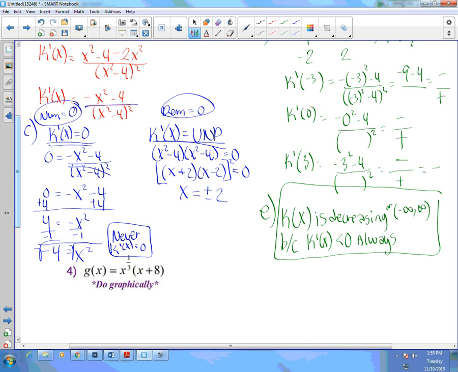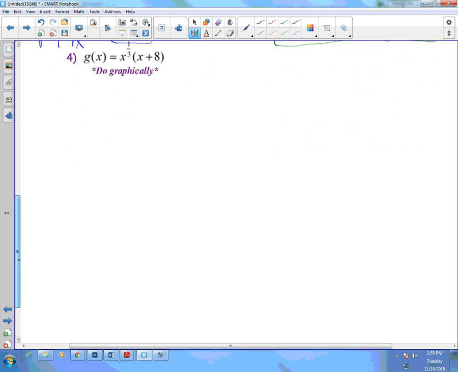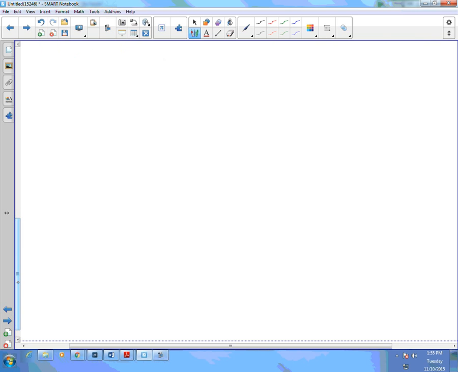Let's do a trig one. Under number 4, split that space in half. I'm going to give you a trig one really quick. It's not on your worksheet. Split that space in half, and then do number 5. Y equals cosine of x minus pi over 3 on the interval from 0 less than x less than or equal to 5 pi over 3.